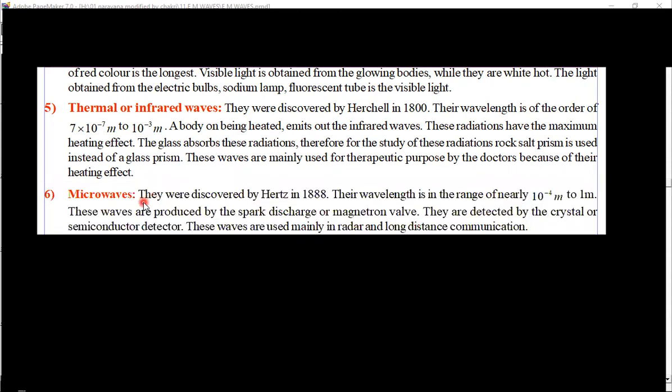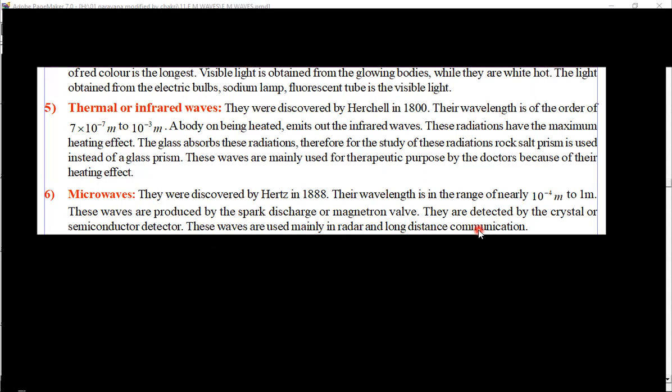Next one, microwaves. They were discovered by Hertz in 1888. Their wavelength is in the range of nearly 10⁻⁴ meter to 1 meter. These waves are produced by spark discharge or magnetron valve. They are detected by a crystal or semiconductor detector. These waves are used mainly in radar and long distance communication.